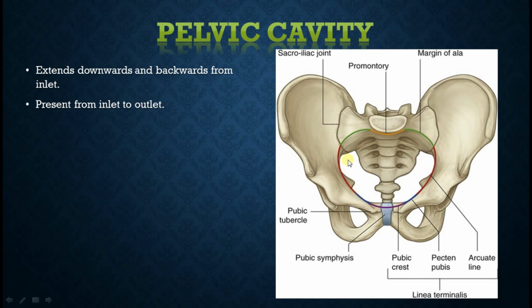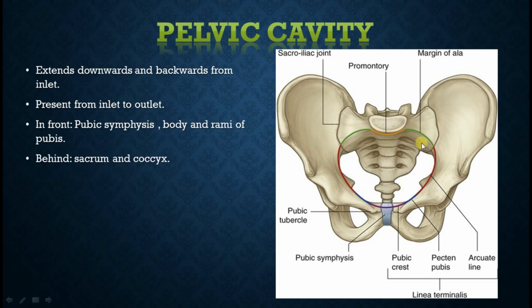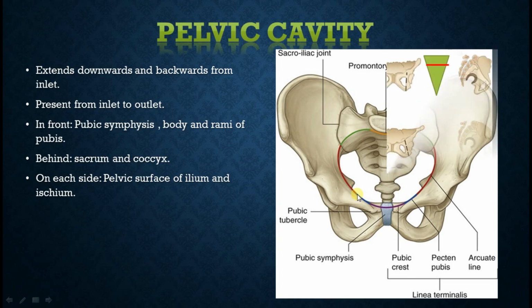Laterally, what you see is the lateral wall of the pelvis, the pelvic surface of the ilium. In front, pubic symphysis, body and the ramus of pubis. Behind you have the sacrum and the coccyx. So the posterior wall of the cavity is formed by the sacrum and coccyx, and as I told you, the pelvic surface of ilium and ischium forms the lateral wall of the cavity of the pelvis.